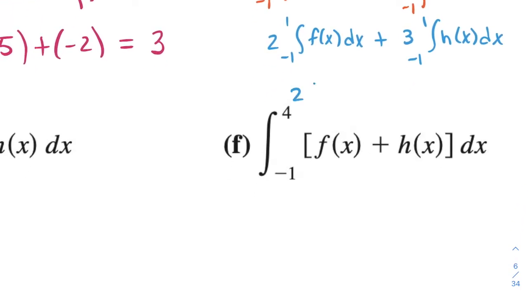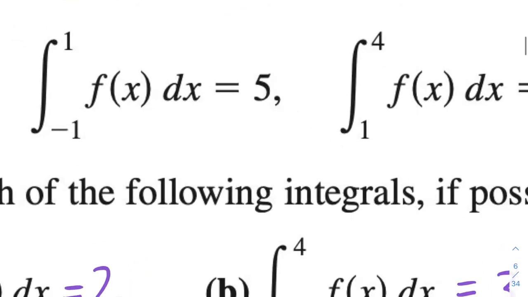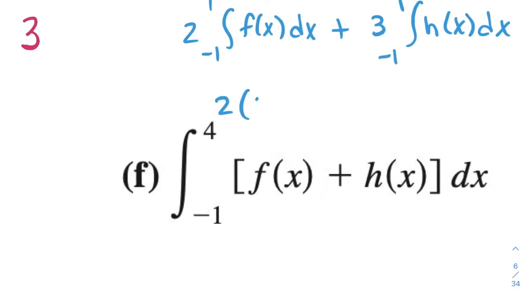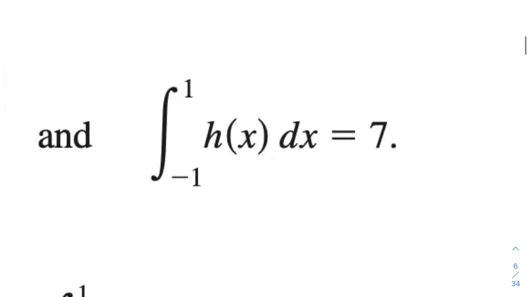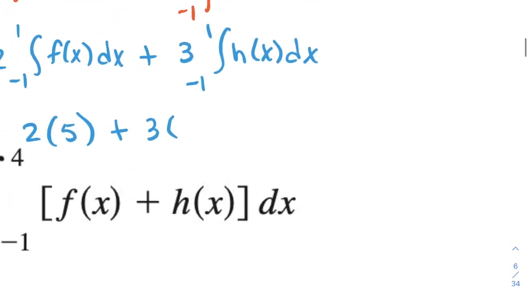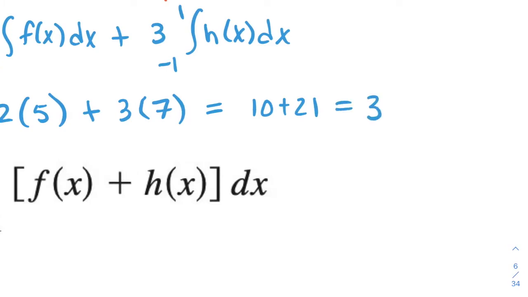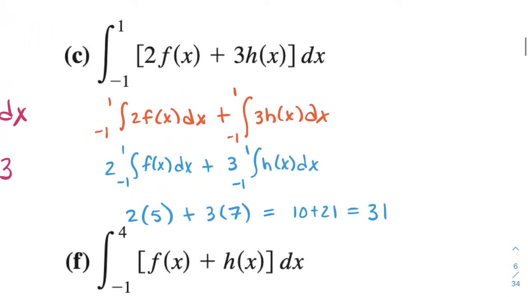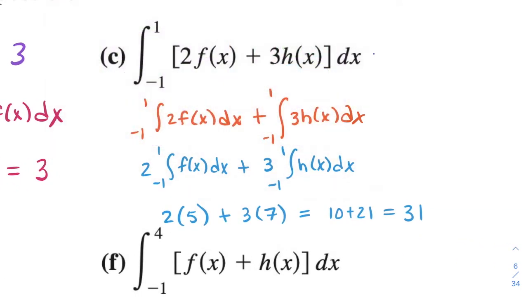So now we have 2 times, what's the integral from negative 1 to 1 of f(x) dx? It's 5. So it would be 2 times 5, plus 3 times the integral from negative 1 to 1 of h(x) dx, don't mix them up, which is 7. So we have 10 plus 21, which is 31. So this answer is 31.